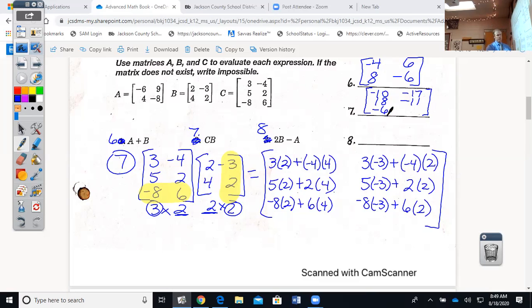No, that's not right. Is that right? No, it should be 8. What did I mess up on?